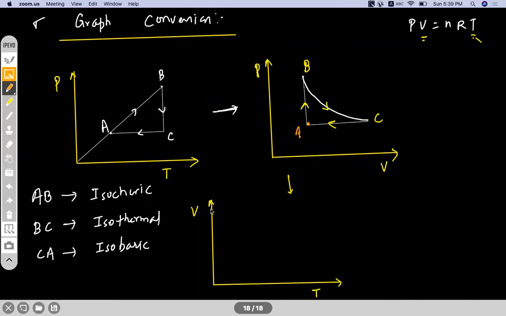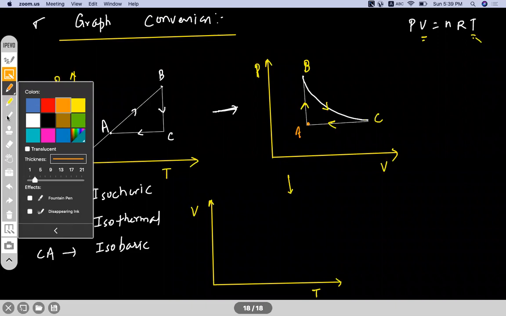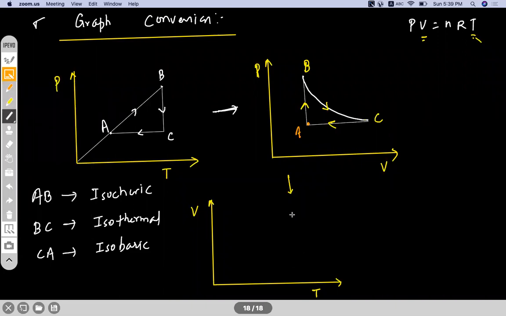Okay, try this conversion, V to T. V to T, first of all, is a constant temperature process, where we have constant temperature B to C. So we can have a line like this, which gives you a constant temperature line. Suppose we have a line like this, constant temperature line, B to C.